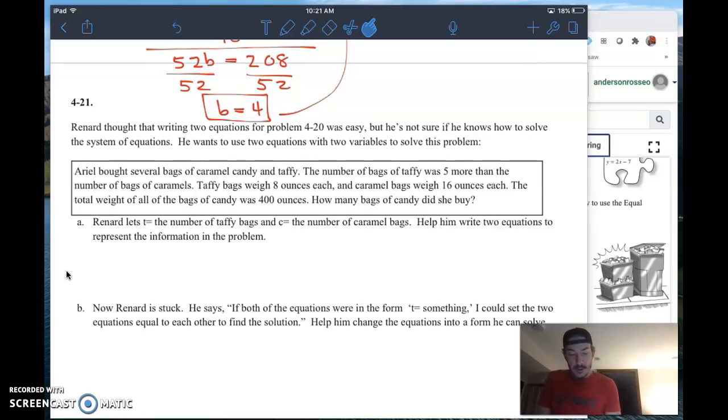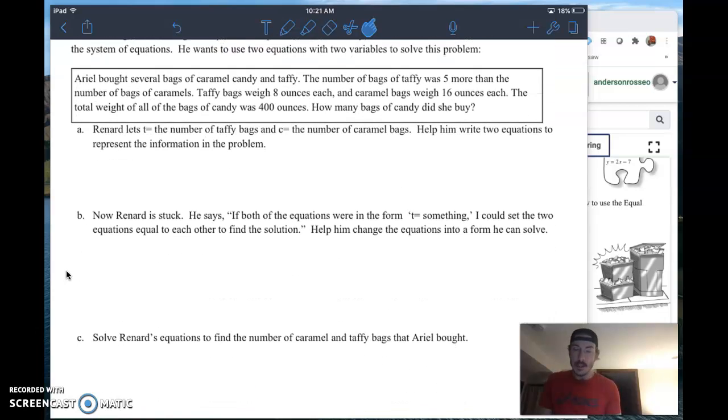Renard thought writing 2 equations was easy, but he's not sure if he knows how to solve. So we're going to spend a little bit more time with another opportunity to solve, and we'll talk about what this equal values method shows us. Okay, check it out. Reading and understanding. Ariel bought several bags of caramel candy and taffy. The number of bags of taffy was 5 more than the number of bags of caramels. Taffy weighs 8 ounces each and caramel weighs 16 ounces each.